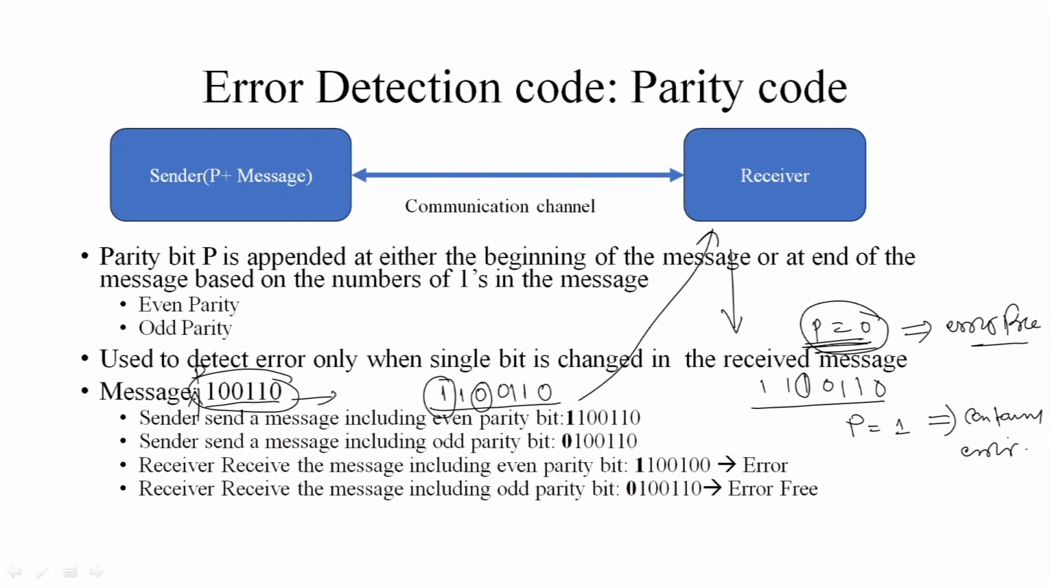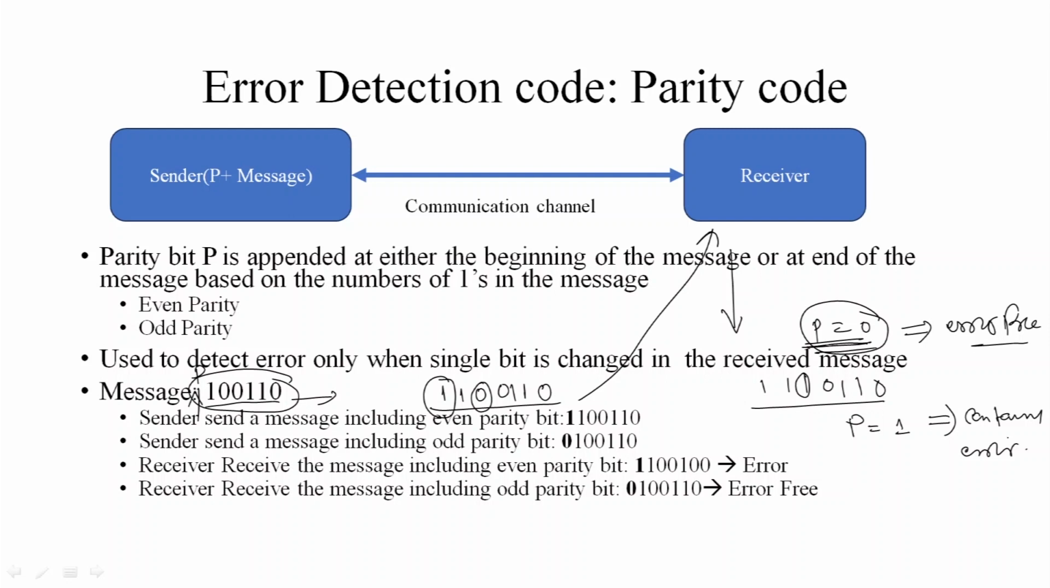This method is used only for detecting a single bit error, and when an error is detected, the receiver requests retransmission of the message. The receiver is not able to correct the error here; the receiver only requests a retransmission of the message.